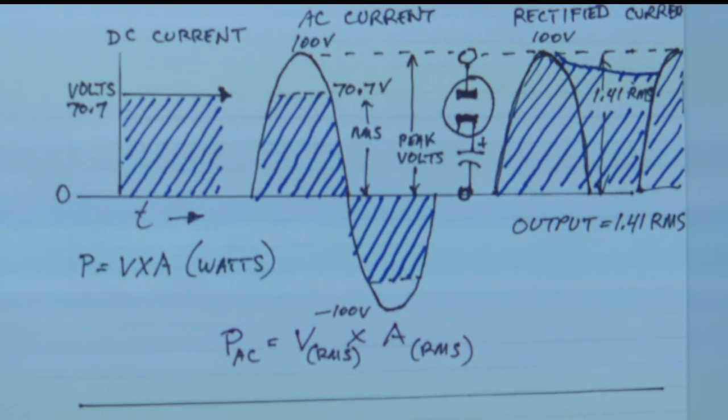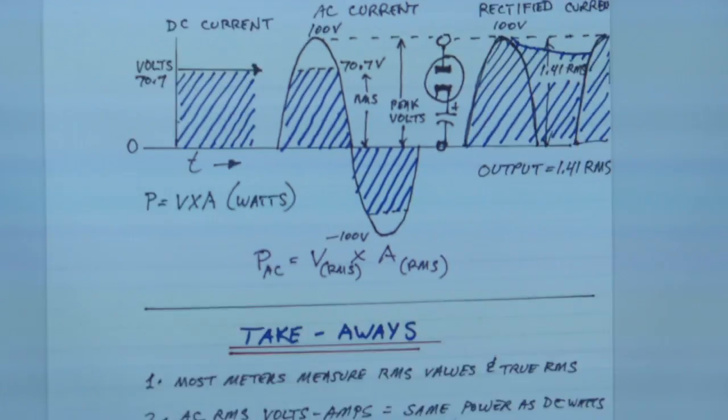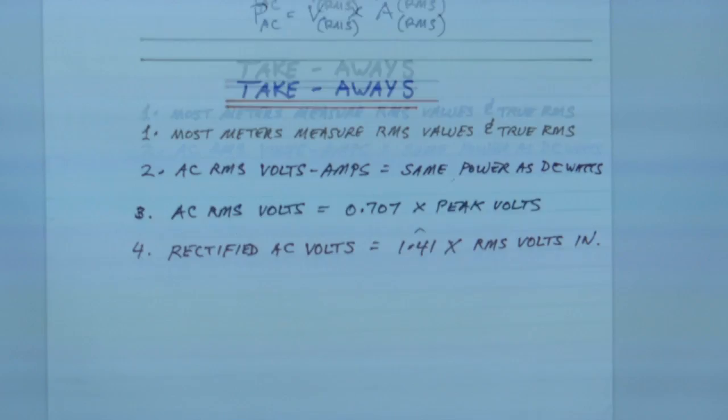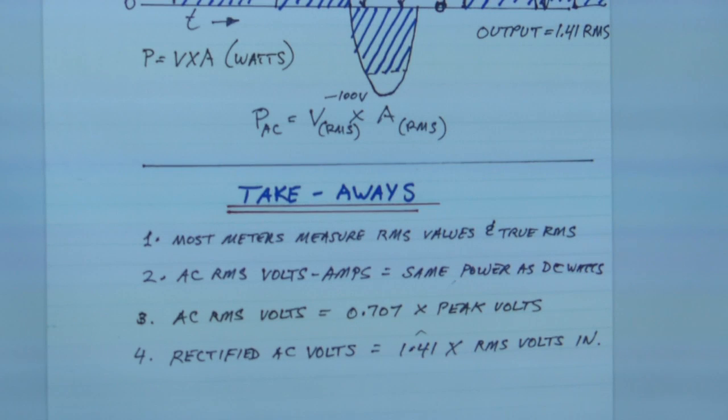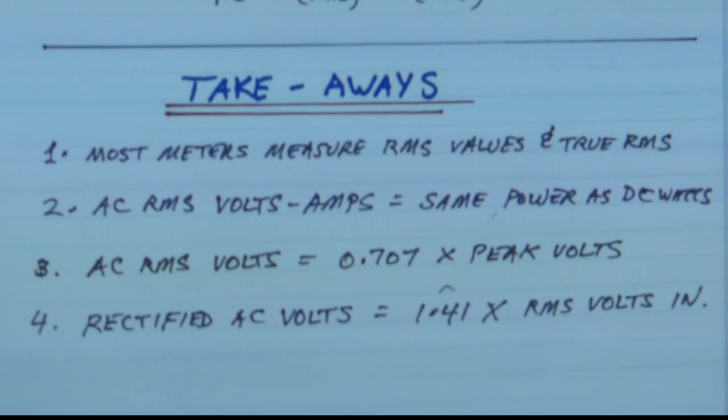So if you follow that, the output of your DC rectifier is equal to 1.41 RMS. All right, so there's a lot of stuff in there, and I hope I didn't inundate anybody, but let's go down to the second part of the slide. Here's what you need to take away. If you don't remember any of all of that stuff about averages and means and all the rest of it, take away these things. Number one, most meters measure RMS values in true RMS.